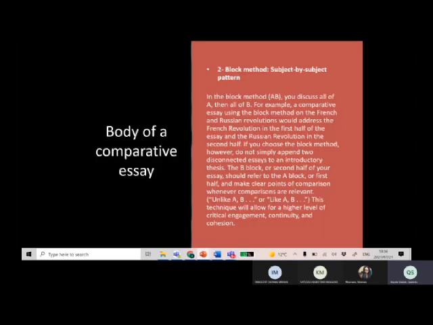Then you can now go to what we call the block method, right? So the block method is a subject by subject pattern. In the block method, it is A, B: you discuss all of A and then you discuss all of B. And as I mentioned, this is especially useful when there's no stem to compare the two.